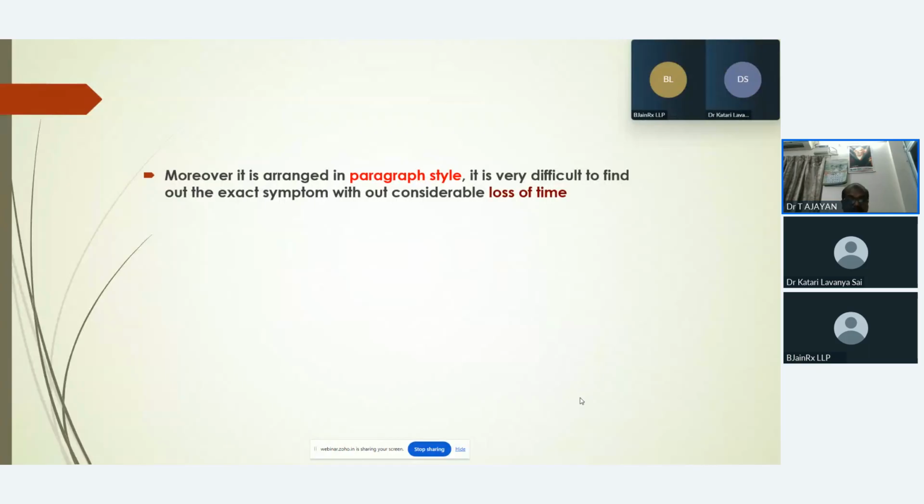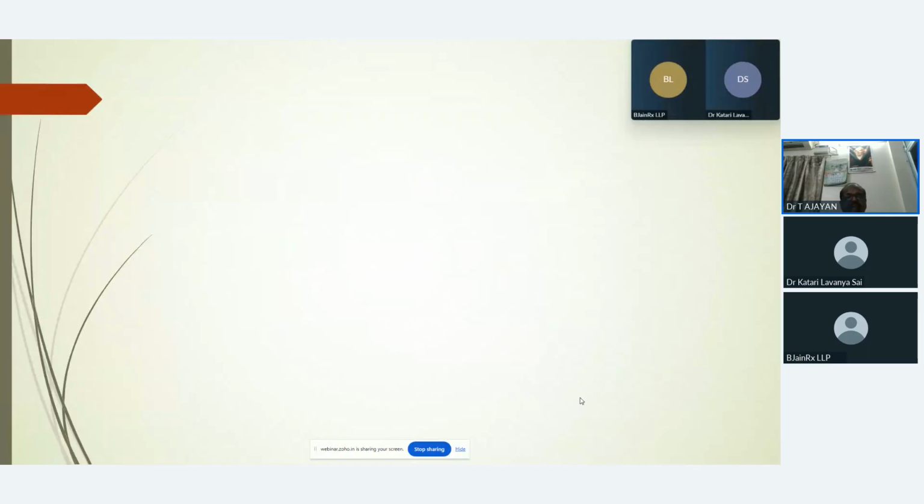That is another disadvantage. But again, I say this is an advantage, because while reading this paragraph we are able to correlate it with the patient's language. So all the disadvantages, I am trying to convert into advantages.